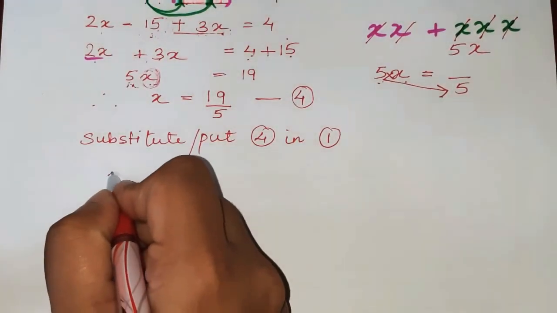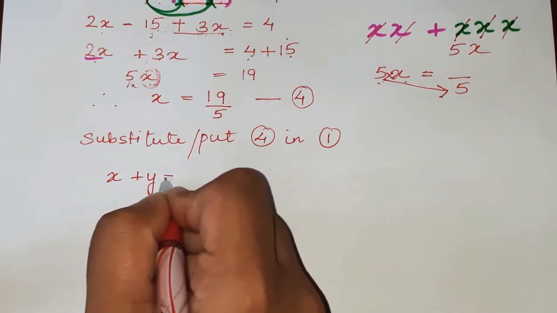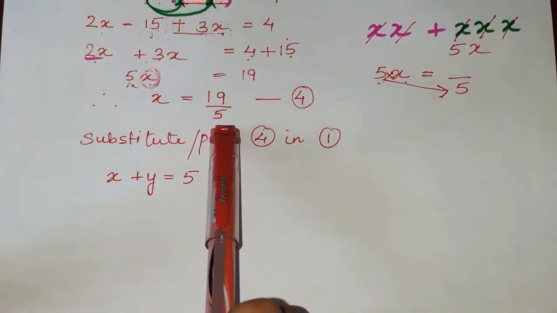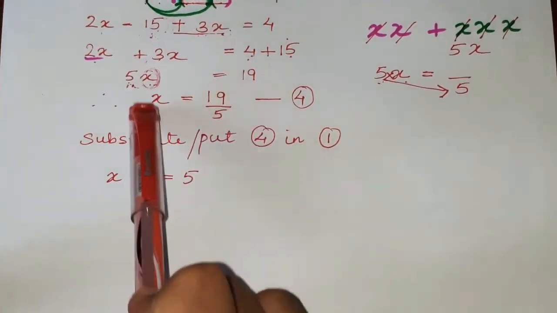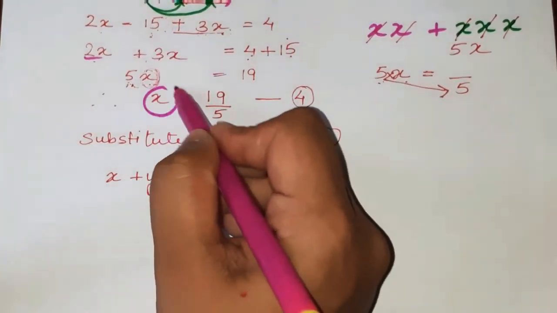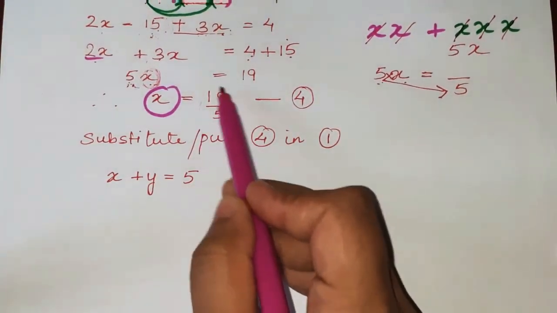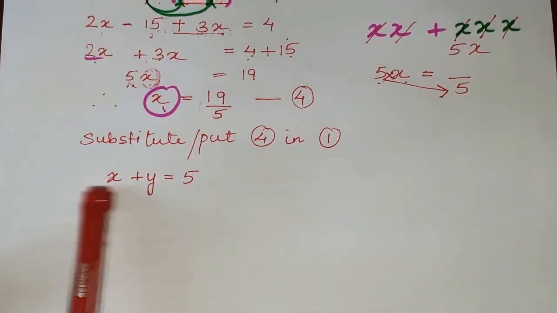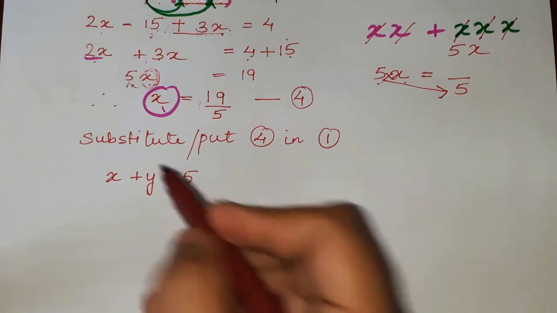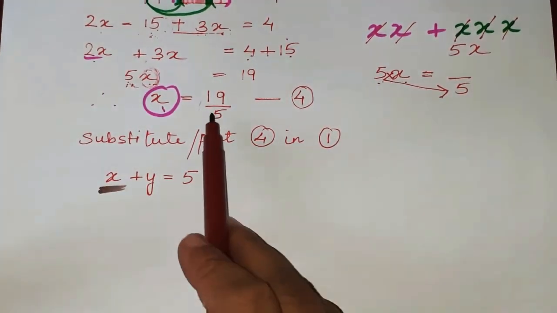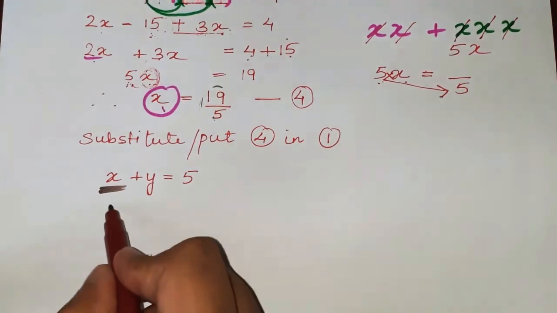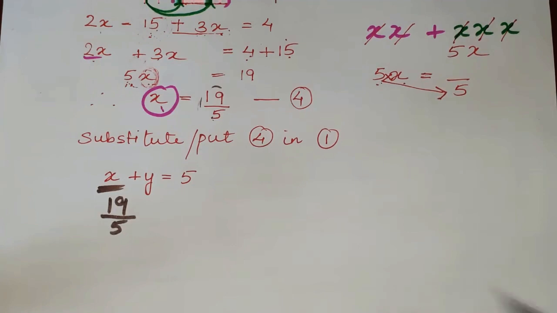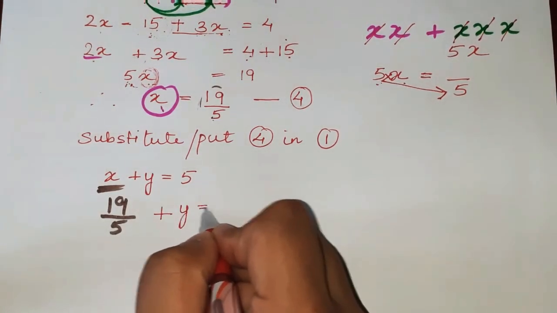My first equation is x plus y is equal to 5. Now we have this value of x, that is 19 upon 5. So wherever we can spot x, we are going to write this value instead of it. In this equation it is x plus y equal to 5. So here there is x, this is x. So instead of x, I am going to write this value. It is 19 upon 5 plus y is equal to 5.